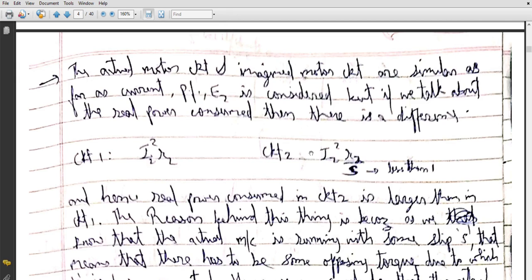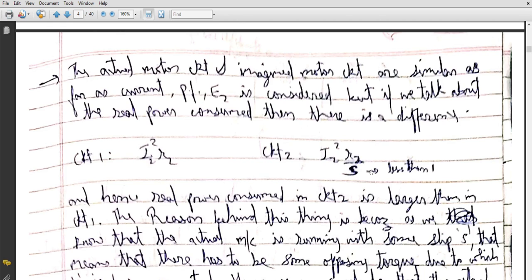So now when we talk about this I2 square into R2 by S, this active power basically consists of two powers. One is the rotor ohmic loss, I2 square into R2, the active power consumed in the rotor resistance. Another is the active power consumed for providing the mechanical power, that is, converted to mechanical energy.